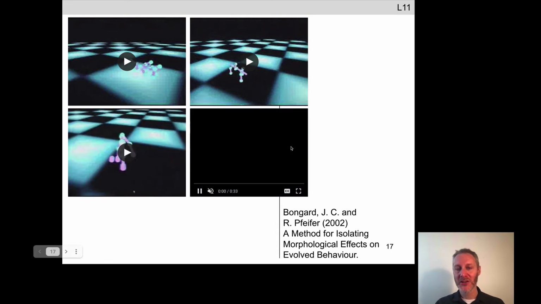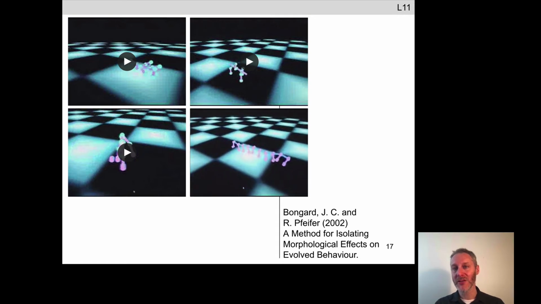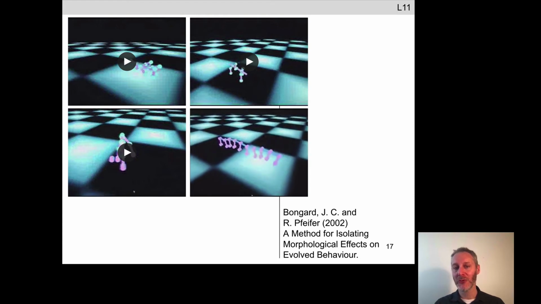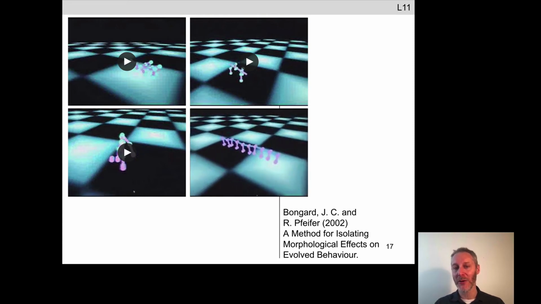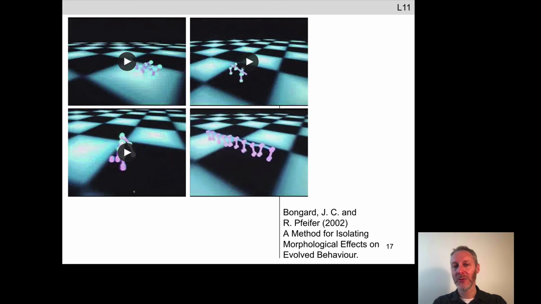Okay. Here's robot number seven, the sort of upright snake. You'll notice that evolution is starting to discover a particular gait, which we mentioned right at the beginning of our discussion of biomechanics. What is that gait, or what is that behavior? Anybody remember?